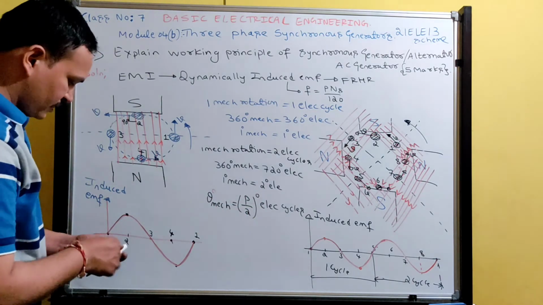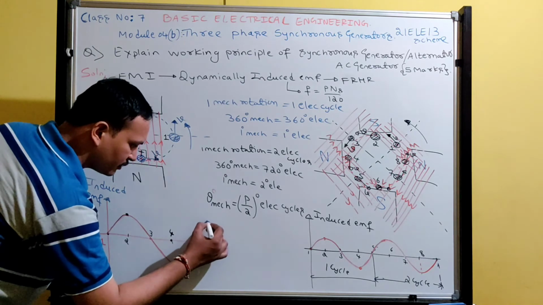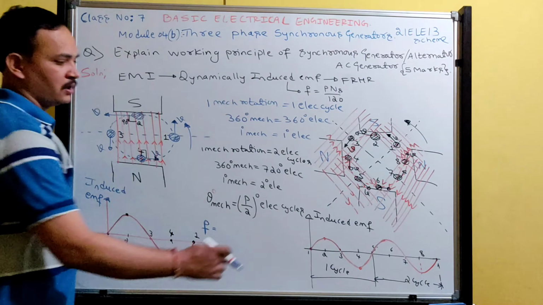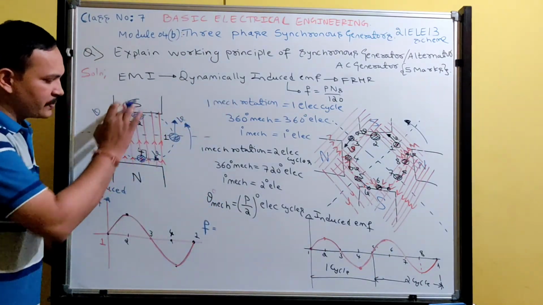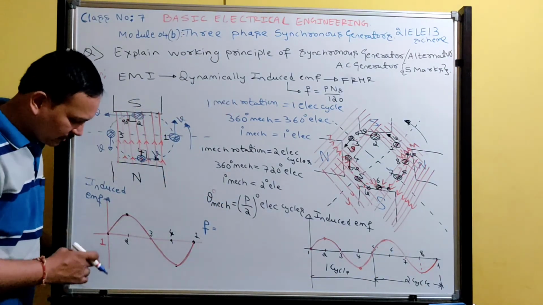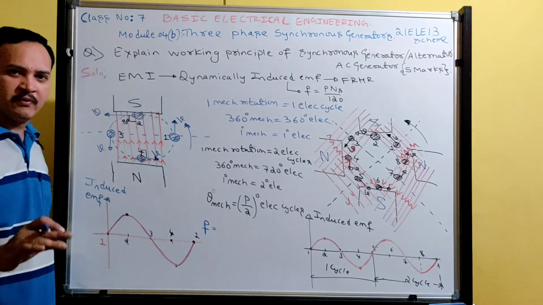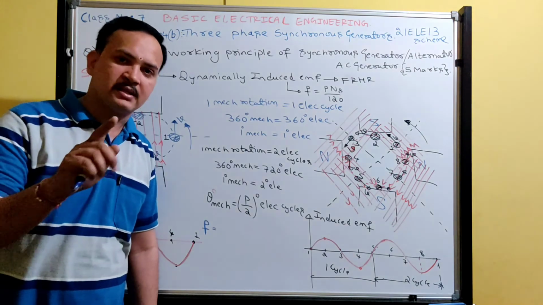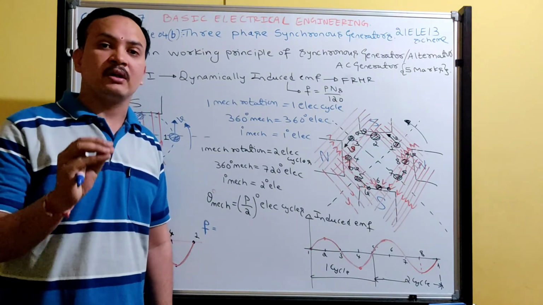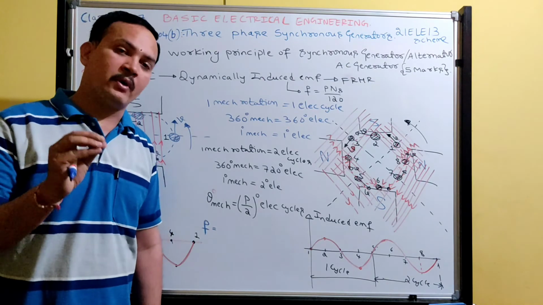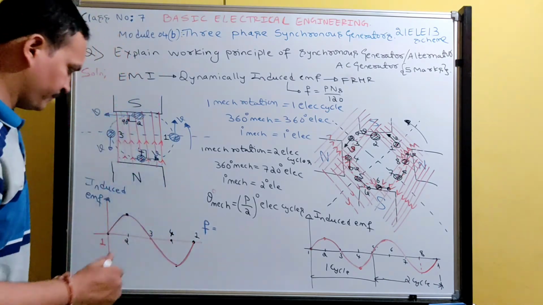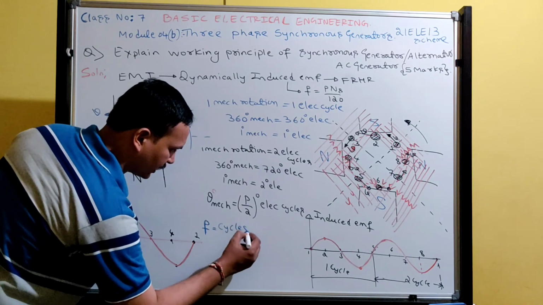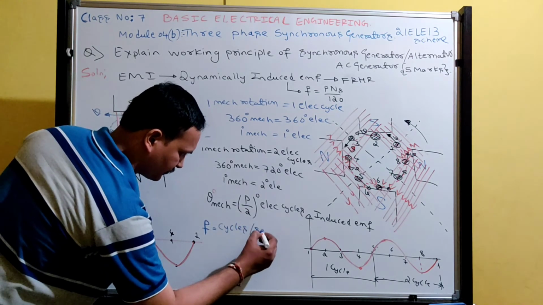Okay, got it? So therefore, we can define the frequency of the induced quantity irrespective of any number of poles. The frequency of this induced quantity is defined by, what is the frequency definition? Cycles per second. The unit of frequency is hertz, so I am going to consider cycles per second. The unit of frequency is very important. What I am writing now: cycles per second.